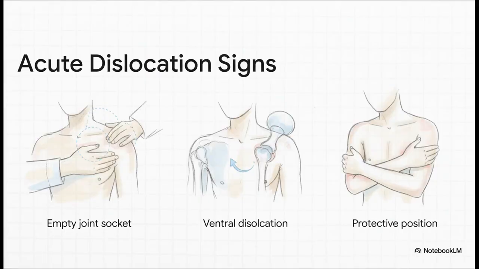Now, when you see a patient with an acute shoulder dislocation, the signs are usually pretty hard to miss. You'll literally feel a void where the humeral head should be. You'll see this prominent bulge at the front of the shoulder, and the patient, they'll be cradling their arm, their face just a mask of pain. It's a classic picture you're not going to forget.